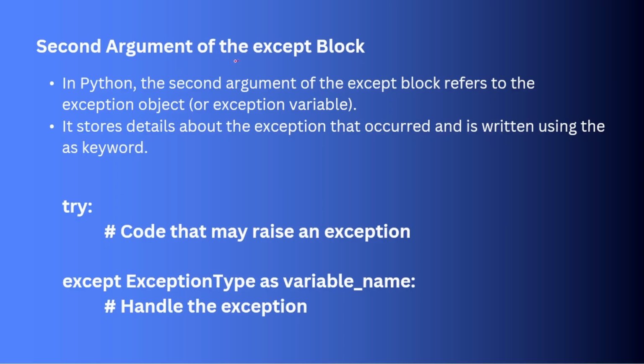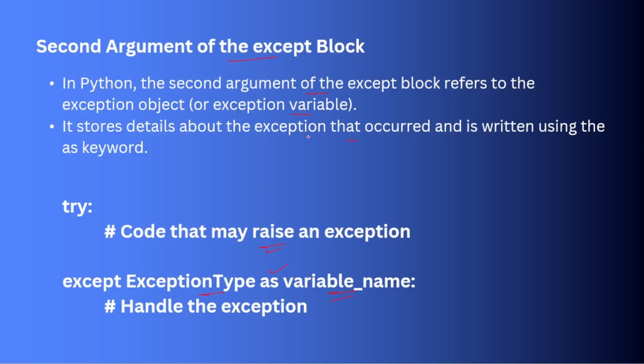Okay, so the next topic is the second argument of the except block. In Python, the second argument of the except block refers to the exception object or exception variable. It stores details about the exception that occurred and it's written using the as keyword. See, here inside the try block we are writing the normal code where an exception can occur, and inside this except block we say except ExceptionType as variable_name. This variable name is the second argument, and it is written using this as keyword.